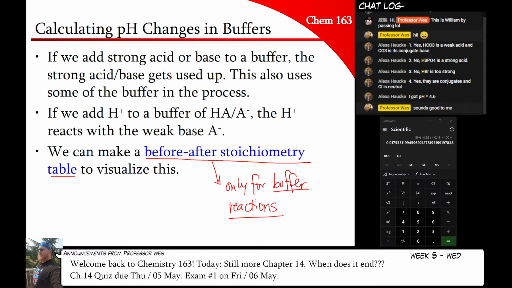And we only use this before-after table when we are reacting with a buffer. Okay, so don't make this your substitution for an ice table. Ice tables are for equilibrium. This is not an equilibrium. We're using a strong acid to neutralize part of our buffer. It is a reaction. So we're going to make a before-after table, and it's going to look like the ice table, but instead of writing ICE, I'm going to write B, A, and then a delta in the middle.